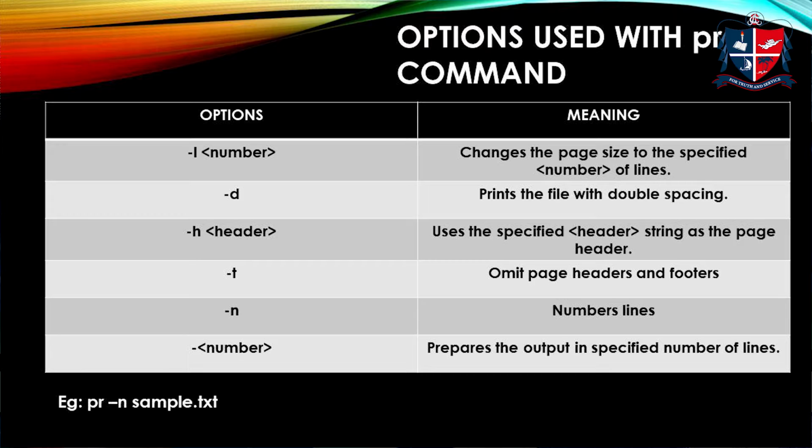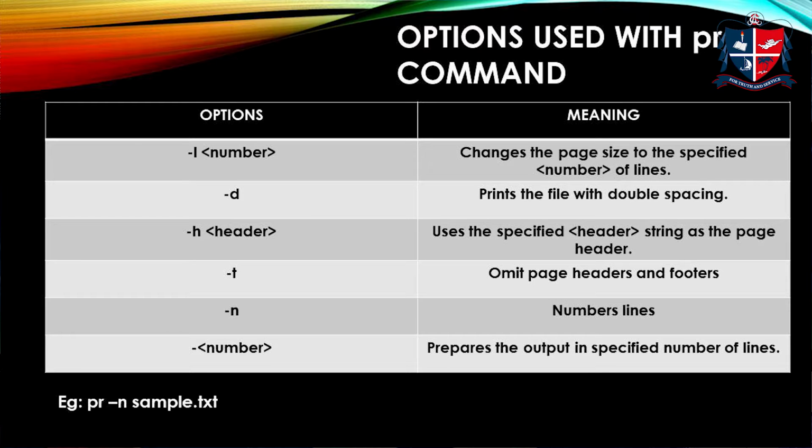The next one is -n. When -n is used with the pr command, it will print the contents of the file along with line numbers, so each line will be preceded by its line number. The next option is minus, along with a number. For example, if we give the number as 3, the pr command will prepare the output in 3 columns. That is, when a number is specified along with a minus sign, it prepares the output in that specified number of columns.